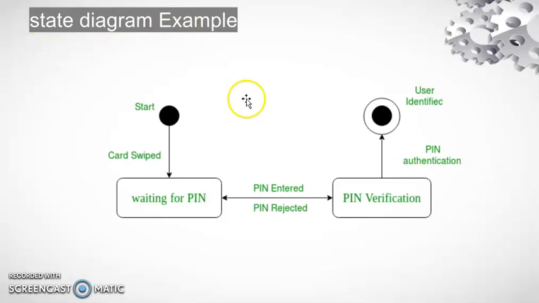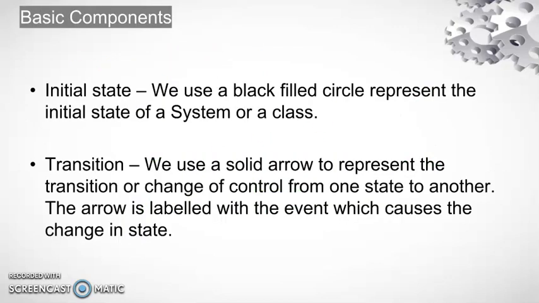This is an example of a state diagram. This is how it starts: card swiped, waiting for pin, pin entered, pin rejected, pin verification, pin authentication, user identified. This is a small state diagram example, like for an ATM.